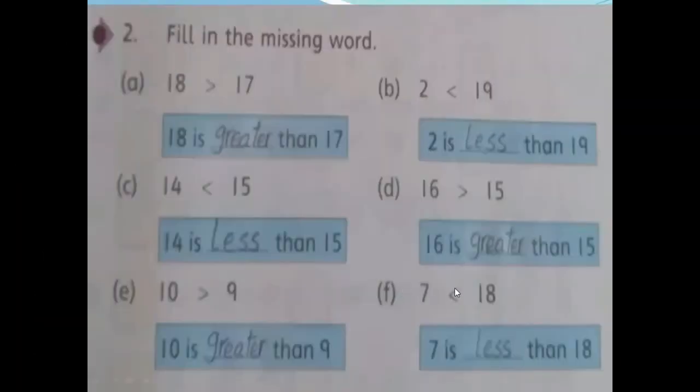The next one, 7. What is the name of this sign? 7, less or greater? Yes, 7 is a smaller number as compared to 18. So it is less. So 7 is less than 18. I hope you all have understood this less than or greater than sign.